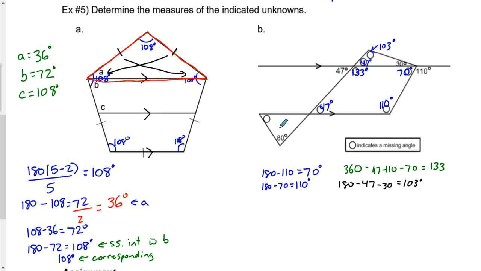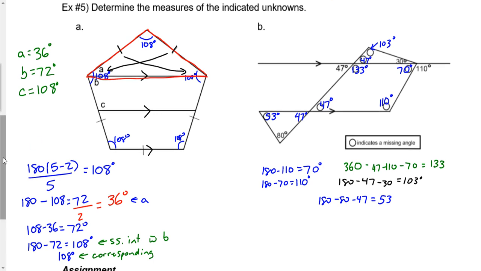Then we can go even further. Now, even though this angle isn't stated, it's going to be the easiest thing to help us solve for this one, which means I take my 180, because we have a triangle, subtract the 80, subtract the 47. And that circle will be 53. And there we go.